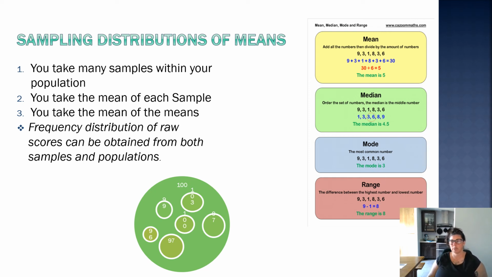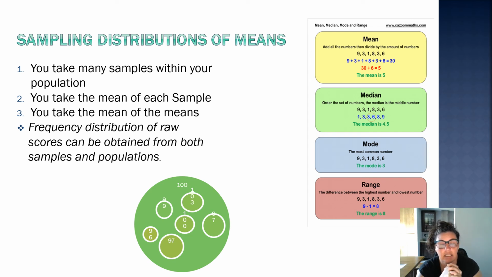So I posted up here some kind of throwback to intro to statistics. Here is our mean, our median, our mode, and our range, right? A mean is what we think about when we say an average. Add all the numbers and divide by the amount of numbers. It's an average, right? So that's a mean.